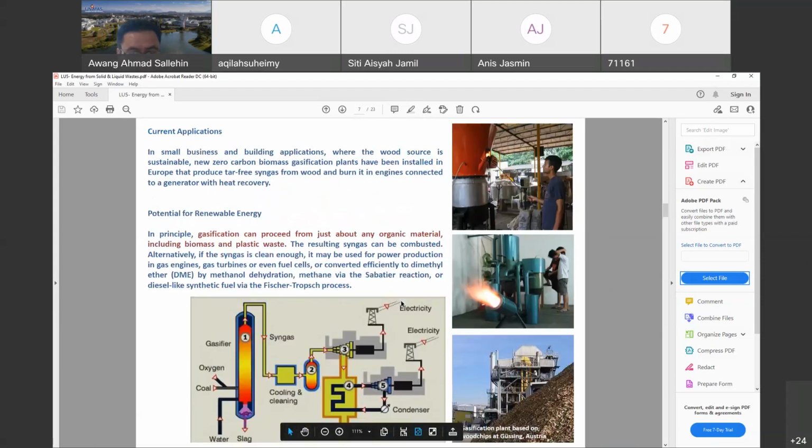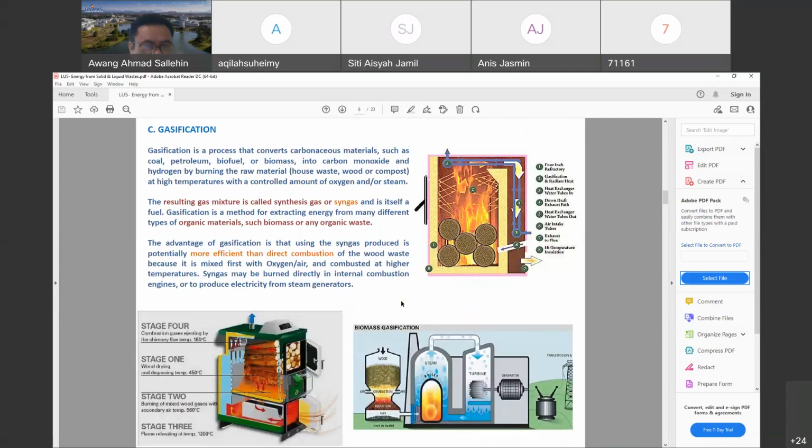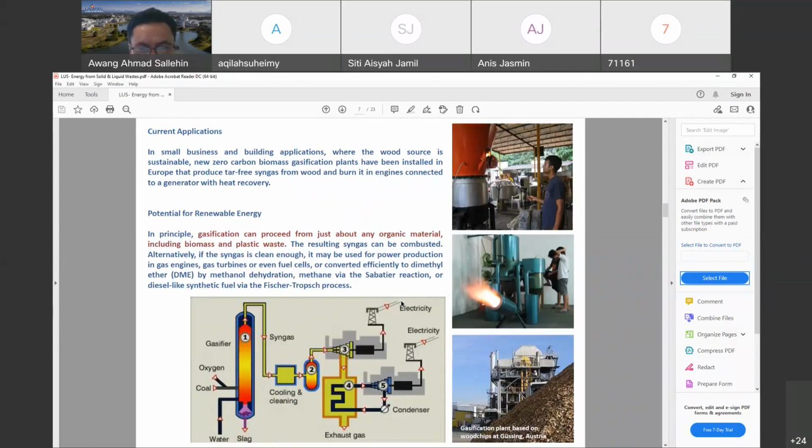Okay, and then in current situation, small businesses as well as building applications where the wood resources are very much abundant and available and sustainable. So there is this new zero carbon biomass gasification plant that has already been installed in Europe. They produce the tar-free syngas from wood and then burn it in an engine connected to the generator for the heat recovery process. Okay, so it is a form of a potential renewable energy.